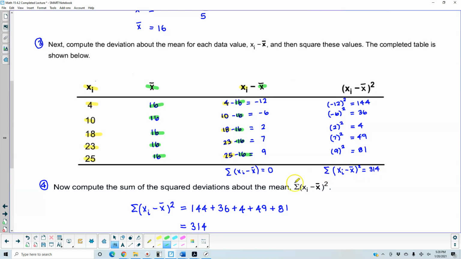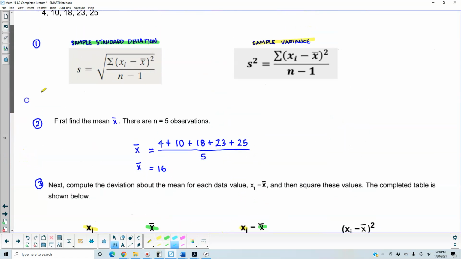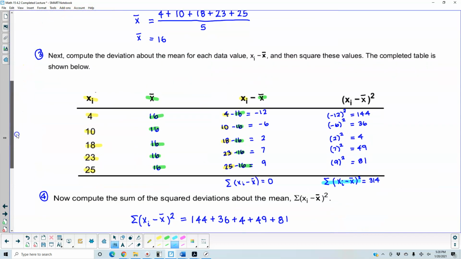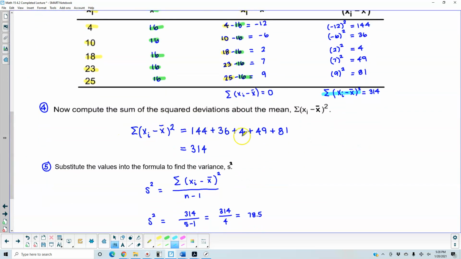Now why did we want to find this? Well, let's take a look at what this actually represents. This represents this part of our formula, which is the numerator in our formula. So once we have that, we know what n represents. N represents the number of observations that we have, which is 5. So we also know that. Now, in part 4, if we add those all up, like I stated here, we compute the sum of those squared deviations about the mean, which gives us 314.